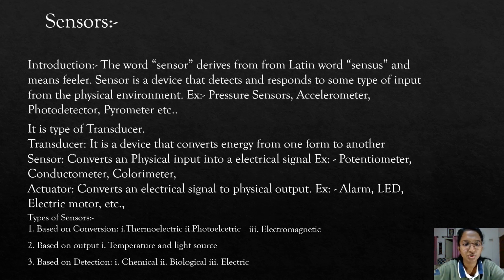Example: potentiometer, conductometer, colorimeter. Actuator converts an electrical signal to physical output. Example: alarm, LED, electric motor, etc. There are some of the types of sensors which we'll be going through, that is based on conversion, that is thermoelectric, photoelectric, electromagnetic. And based on output, it is divided into temperature and light source. Based on detection, it is divided into chemical, biological, and electric.